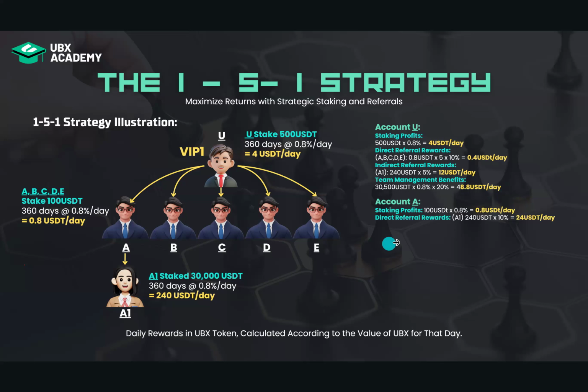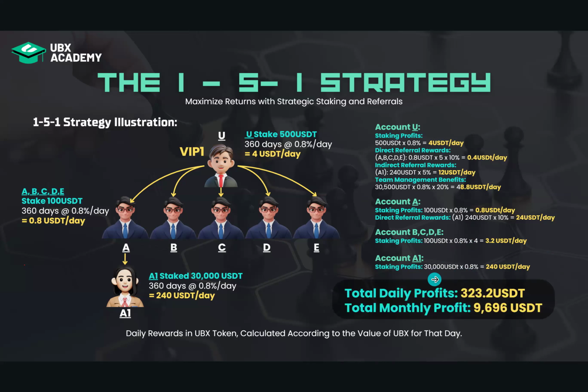Account A: staking profit of 100 USDT times 0.8% equals 0.8 USDT per day. Direct referral reward from A1, based on 10%, is 240 USDT multiplied by 10%, so you'll get 24 USDT per day. Accounts B, C, D, E: their own staking of 100 USDT multiplied by 0.8%, multiplied by 4 accounts, gives you 3.2 USDT per day. Account A1: staking of 30,000 USDT multiplied by 0.8%, on a 360-day contract, you will get 240 USDT per day. So these are the total revenue you'll get for the 7 accounts.